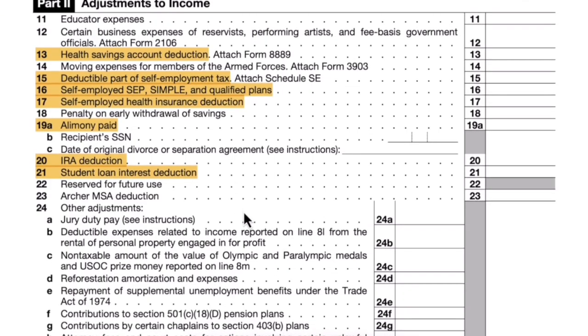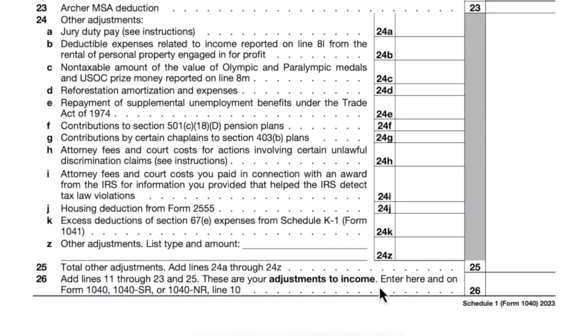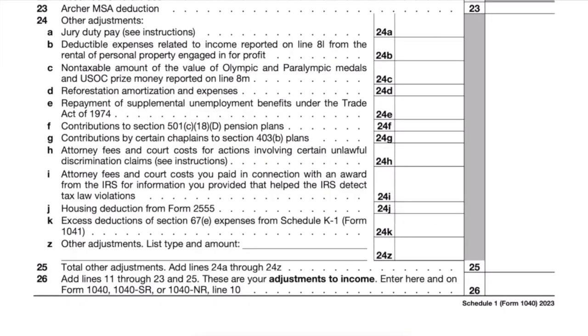So these are, again, the most common types of adjustments to income, subtractions from your gross income. And then a total amount will be reported here on line 26. And then if we go back on the 1040, we'll see where that's reported.